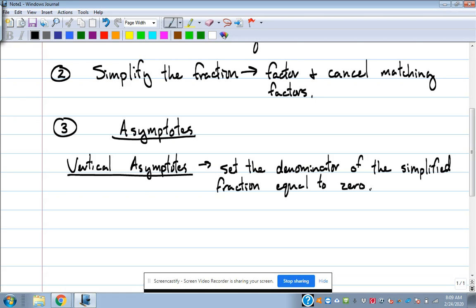So it's a lot like finding the domain, but it's the simplified version that we're going to use for vertical asymptotes. So once you've simplified, set what's left in the denominator equal to 0, solve those equations. Those equations are going to be your vertical asymptotes. So they're going to look like x equals some number. They're going to be equations.